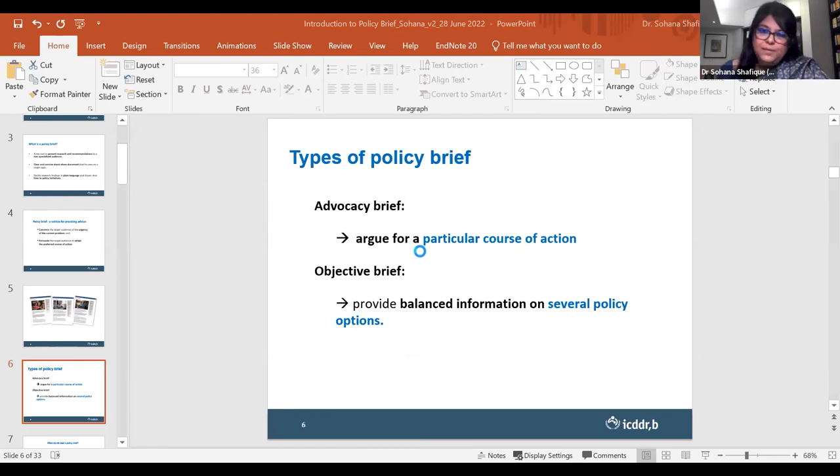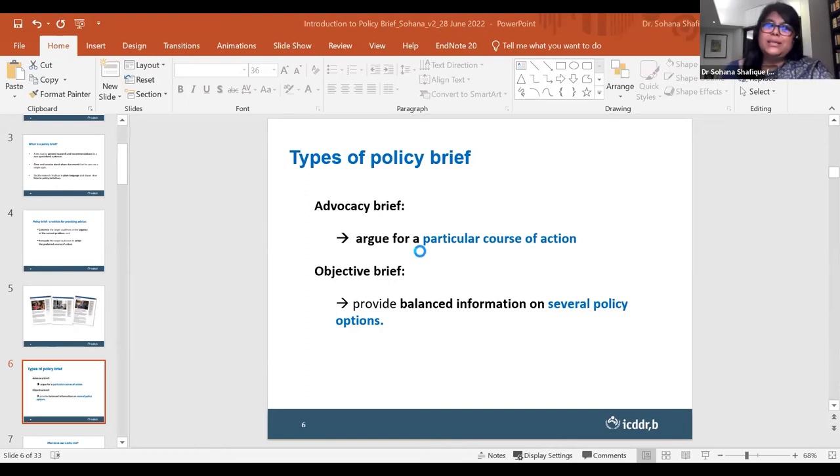Both are policy briefs, and on the top of your own policy brief, on the right-hand side or left-hand side, you can write that it's a policy brief, but you would know whether it's an advocacy brief or an objective brief. If you are writing an advocacy brief, you would argue for a particular course of action. You would request or recommend that your policymaker take this particular course of action. On the other hand, for objective briefs, you provide balanced information on several policy options.